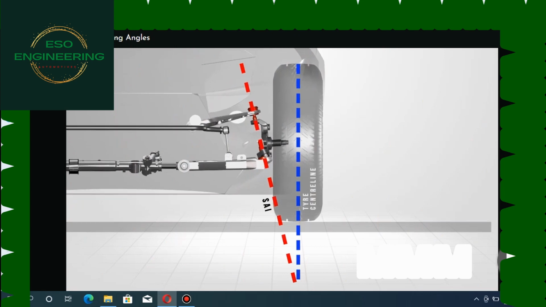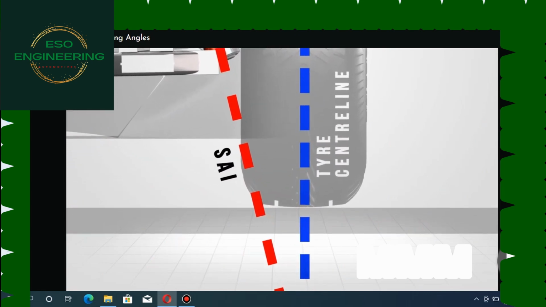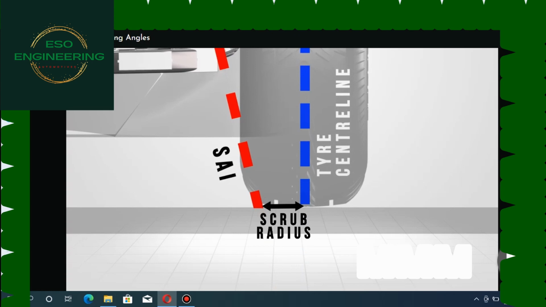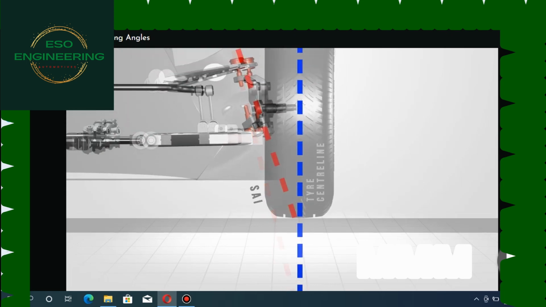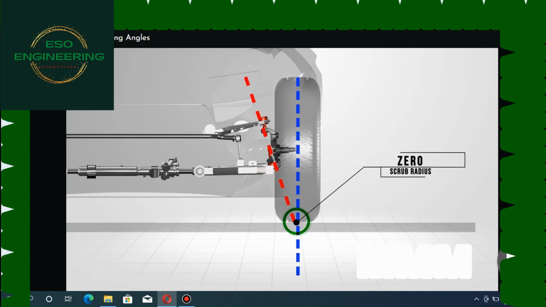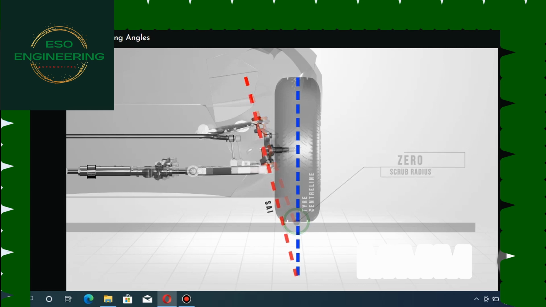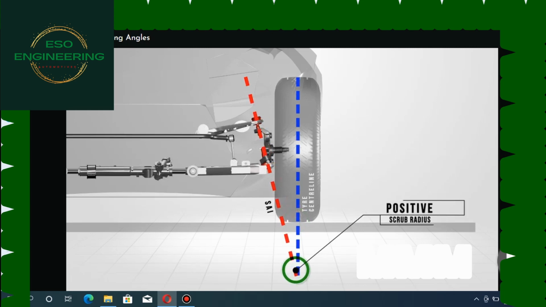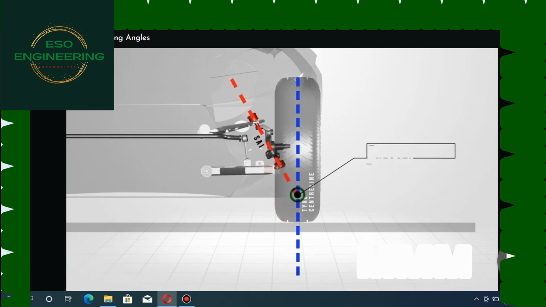Scrub radius is the distance at which the SAI and centre line of the tyre meet the road surface. Scrub radius is not adjustable or measured, rather it's observed. The line through the steering axis creates a pivot point around which the tyre turns. If the two lines intersect at the road surface, a zero scrub radius would be present. When the intersection is below the surface of the road, it's called positive scrub radius. But when they meet above the road, we call it a negative scrub radius.